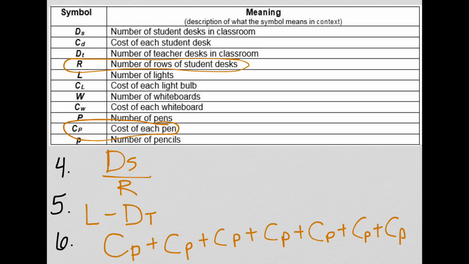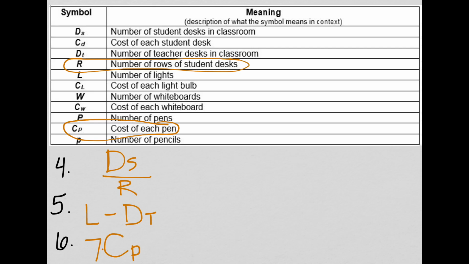Absolutely. Man, I wish there was some kind of shortcut for adding the same thing over and over and over again, because that's really boring and tedious. Oh, wait, there is. And it's called multiplication. So instead of adding up the cost of 7 pens, we could just multiply that by 7. And that would also tell us the cost of 7 pens.